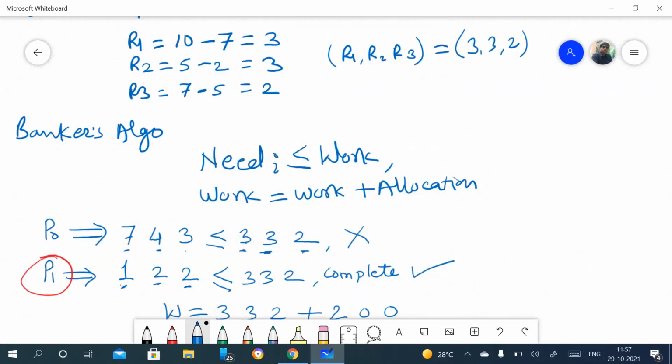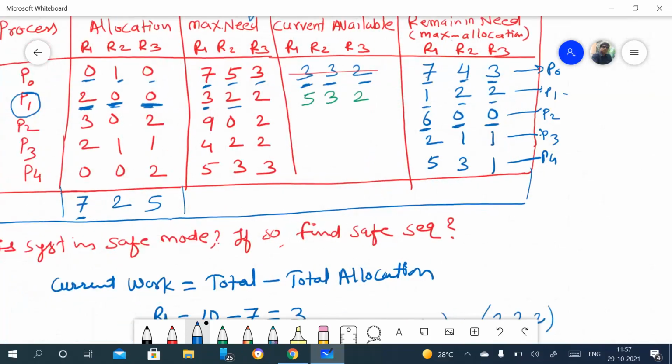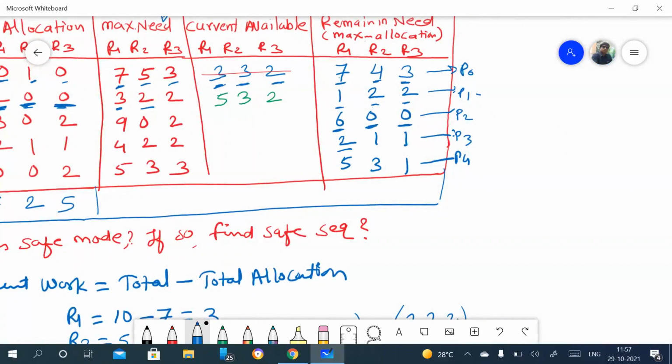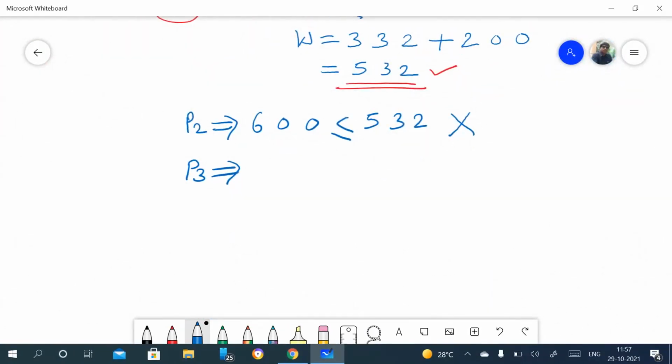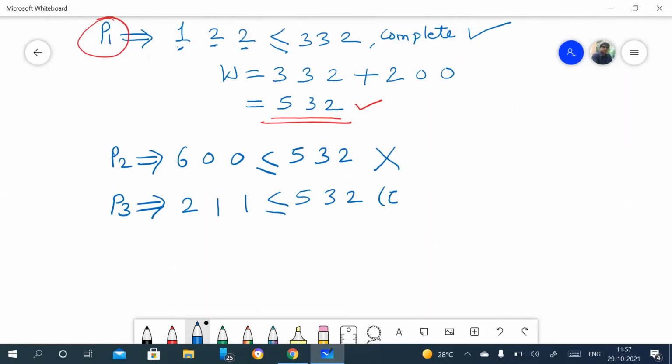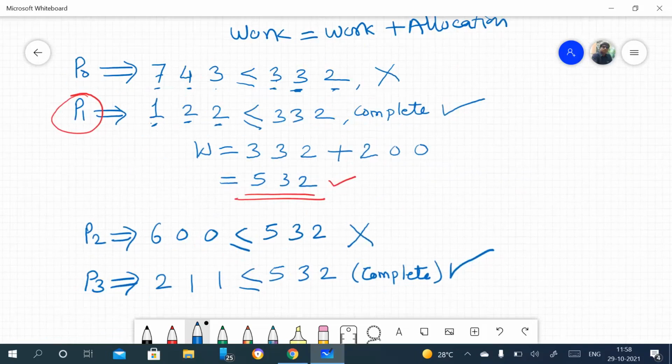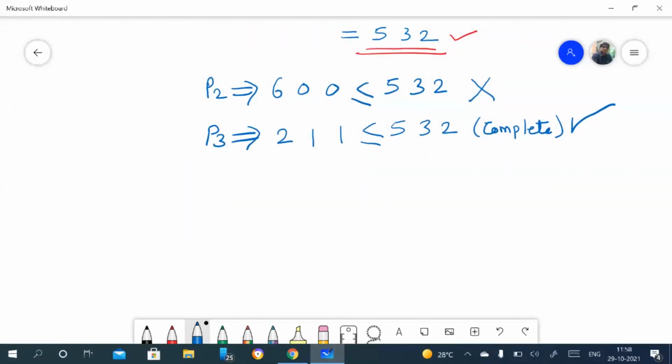Now what is the maximum need of this P3? So this is 2, 1, 1, right? So here we can say 2, 1, 1, which is less than or equal to 5, 3, 2. So this is actually true, and we can say complete this one, right? And we'll calculate the total number of instances or resources in our hand that we are representing here by W.